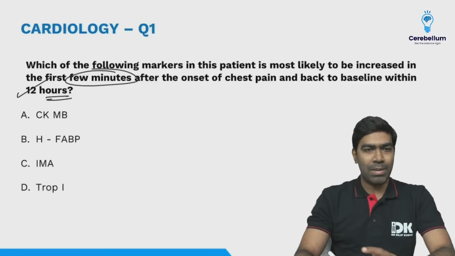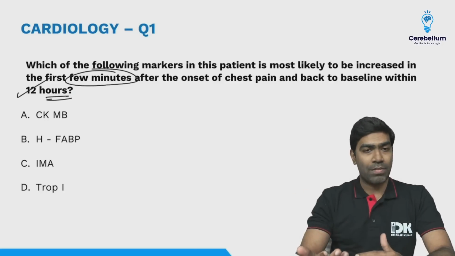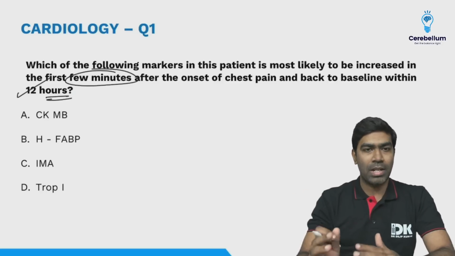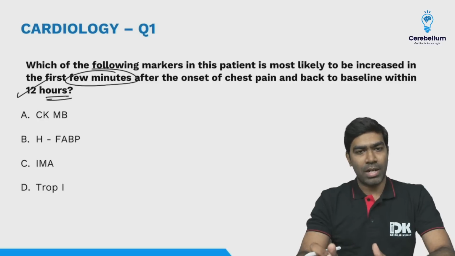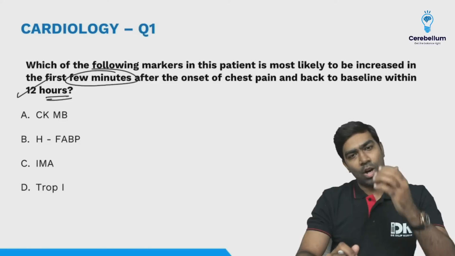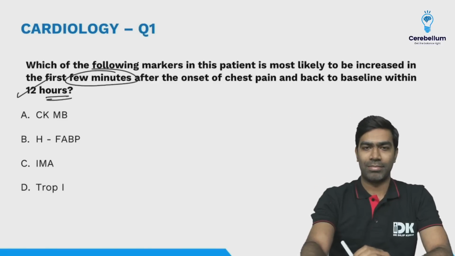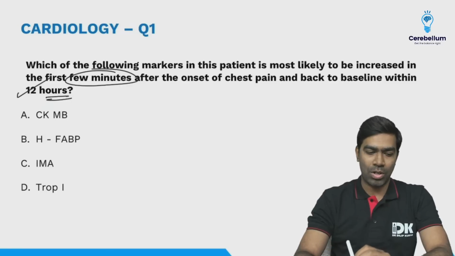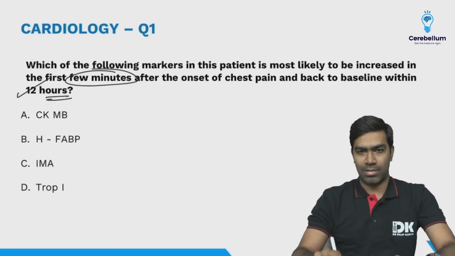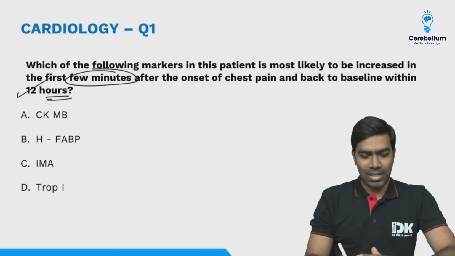Option A is CKMB, that is creatine kinase heart specific fraction. Option B is HFABP, that is heart type fatty acid binding protein. Option C is IMA, that is ischemia modified albumin, and option D is troponin I. So what do you think is the right answer? You need to have a good understanding about different cardiac markers. It's a very common question as far as exams are concerned.